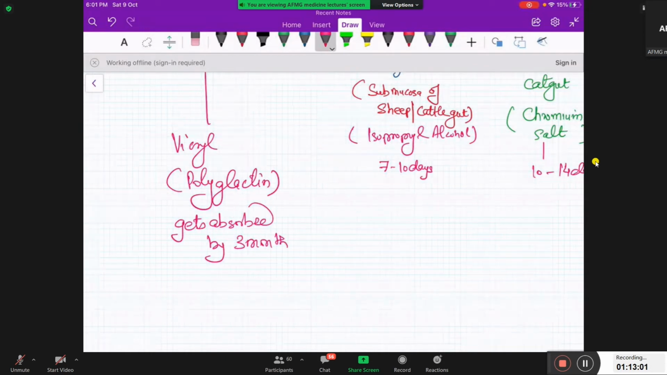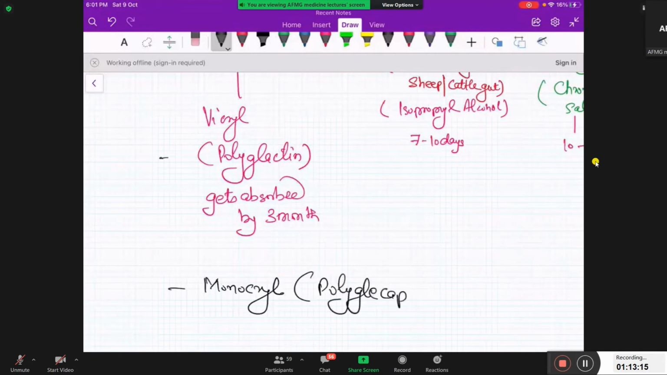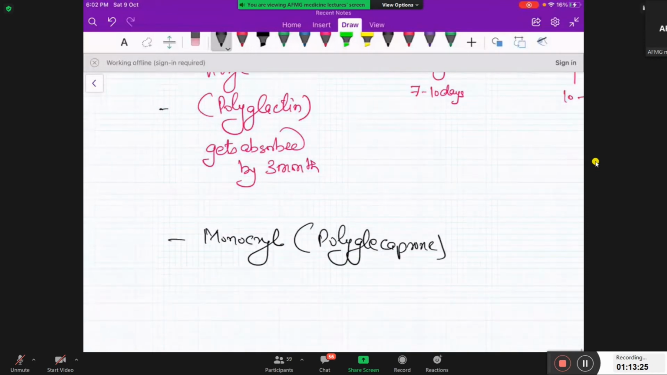Then we also have Monocryl, which is also called poliglecaprone, and this also gets completely absorbed in 3 months.